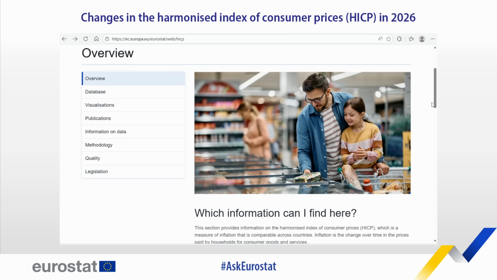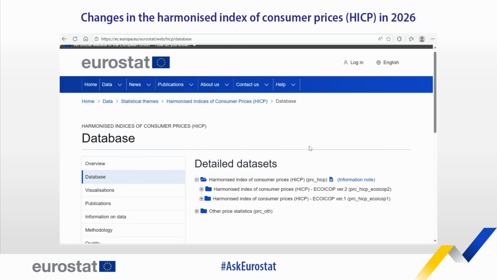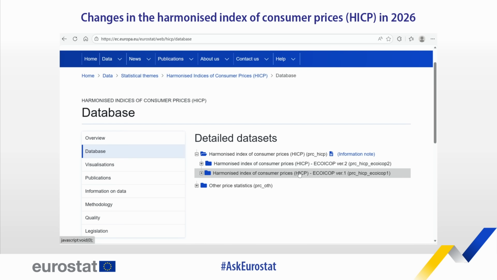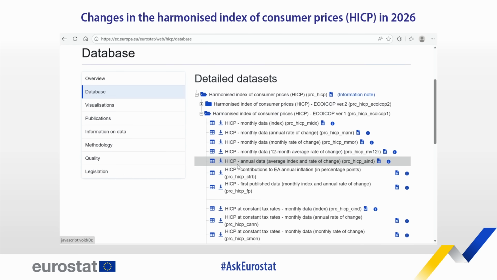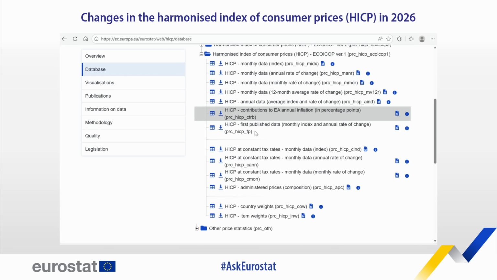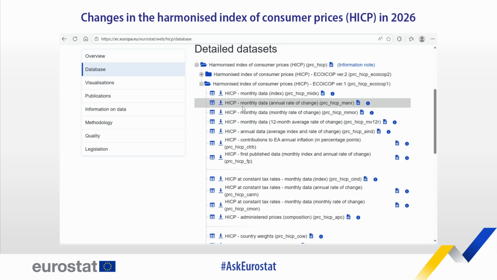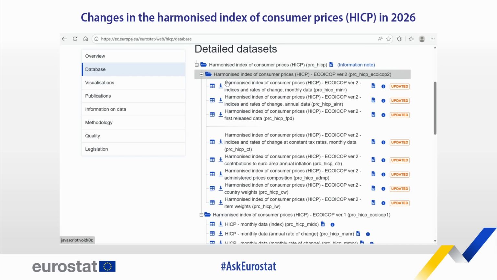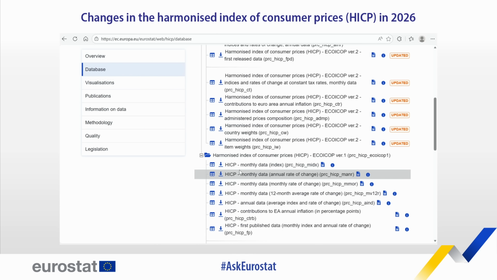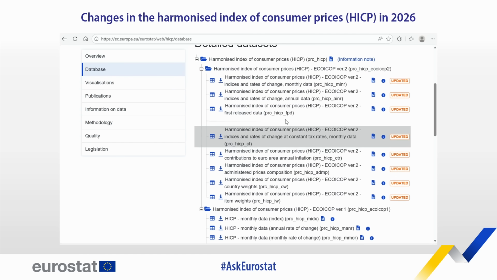If you go to the Eurostat web page and click on the database, this is how the data will show. You have the old classification, ECOICOP version 1, under one folder. This is the classification that you used to have for the last several years. And we created a new folder with the ECOICOP version 2 classification, the new classification. If you look inside, you will see that you have fewer datasets. This is because, as I explained, the 4 monthly datasets from the old classification have been merged into one.